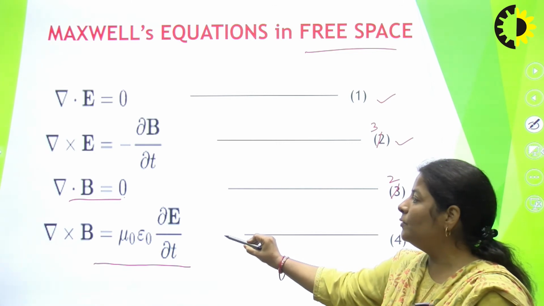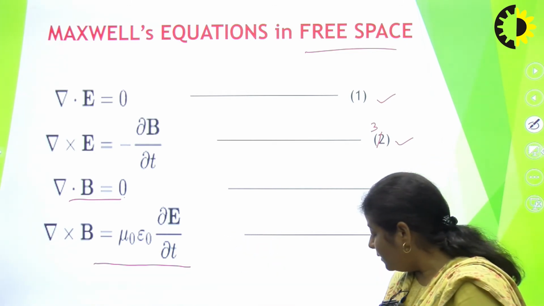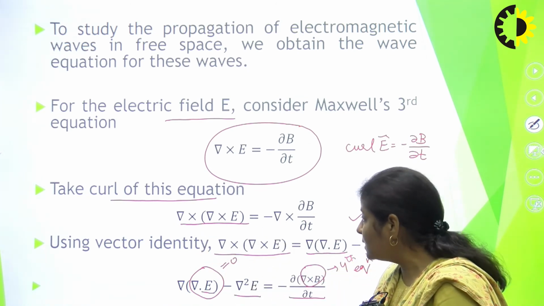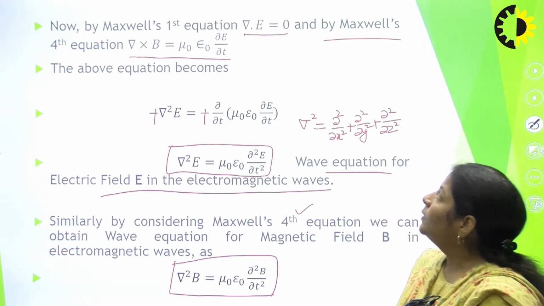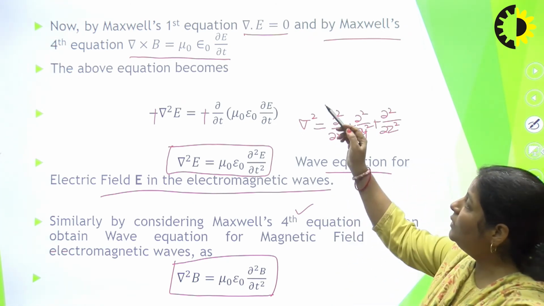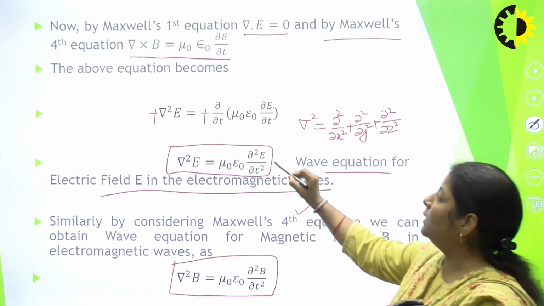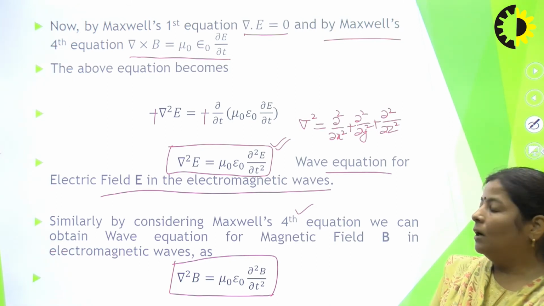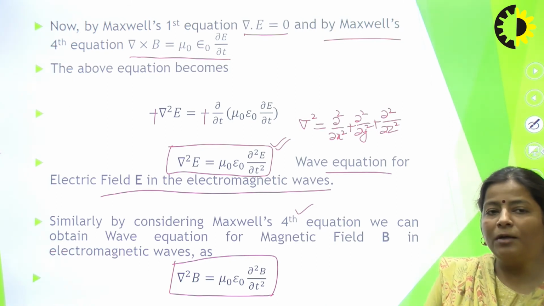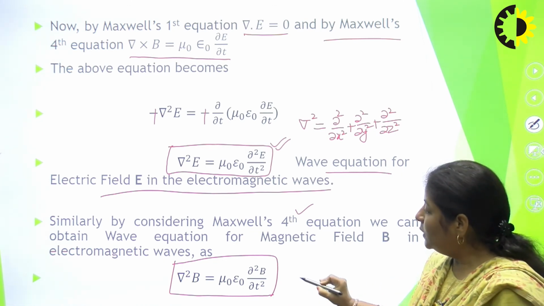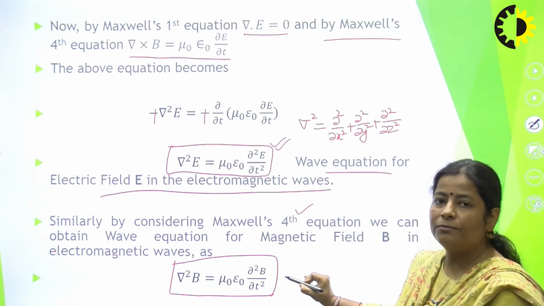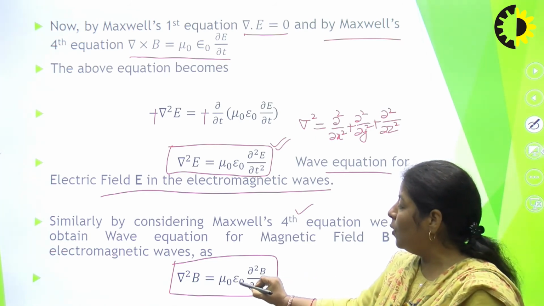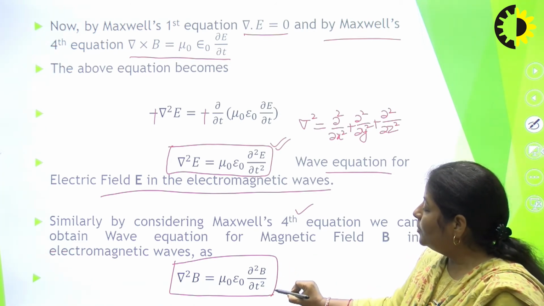And what will we do? We will take the curl of this, just like we have done for the electric field. We took the curl in the next step, then used the identity, then used Maxwell's equation and obtained this part. The same steps we can do for the magnetic field, and we will obtain the equation del squared B equals mu naught epsilon naught del squared B by del t squared.